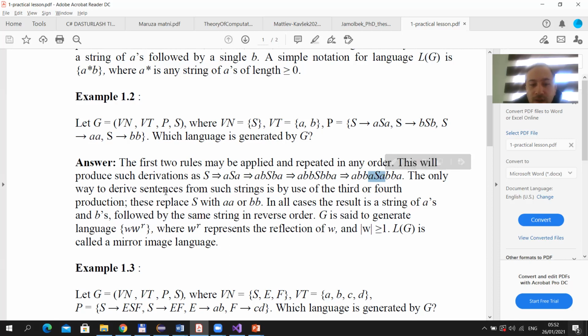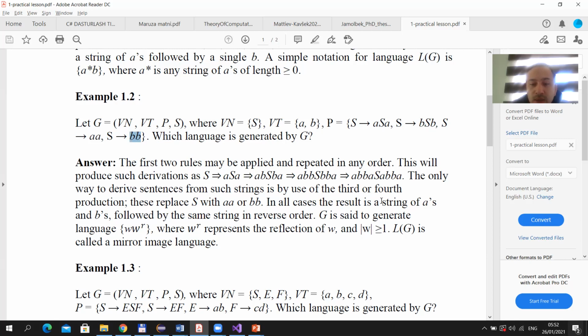The only way to derive a sentence from such a string is by use of the third and fourth rules. If you put AA and BB, so a finite set, we can make the language. Otherwise, we have non-terminals and we cannot finish the sentence. So if we want to make a sentence, we have to use the third or fourth rule, which replaces S with AA or BB.